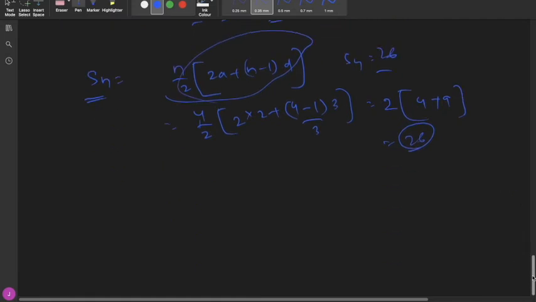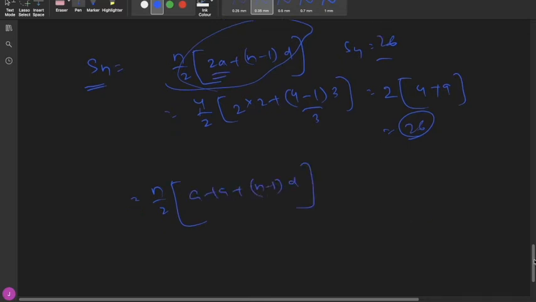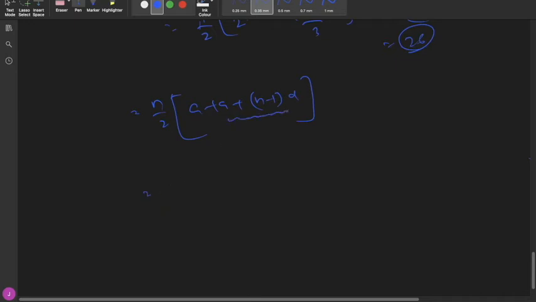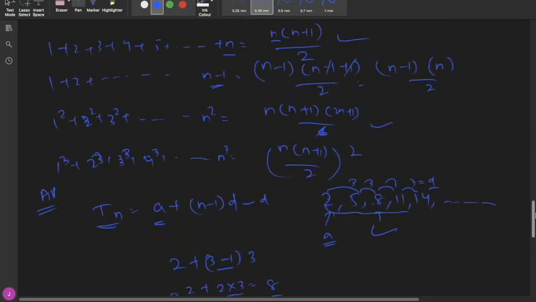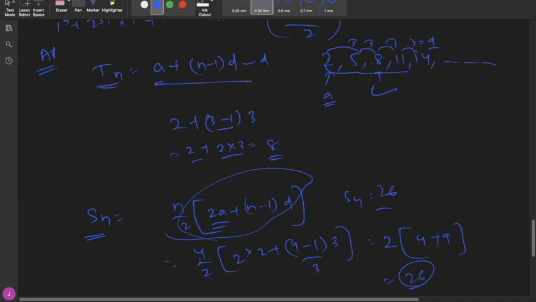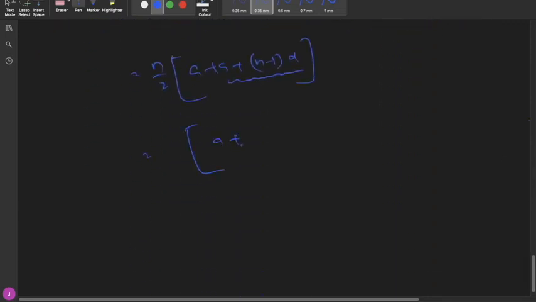So one more formula can be derived from this, n by 2. If I write 2a as a plus a, it is possible, right? There should be no issue. Now see here, a plus n minus 1 into d. Have you seen this formula before? Yes, a plus n minus 1 into d is called the nth term. So this is the nth term. If you want to find the sum of n numbers, then this is the first number and this is the last. First plus last into n by 2. This can be another formula.